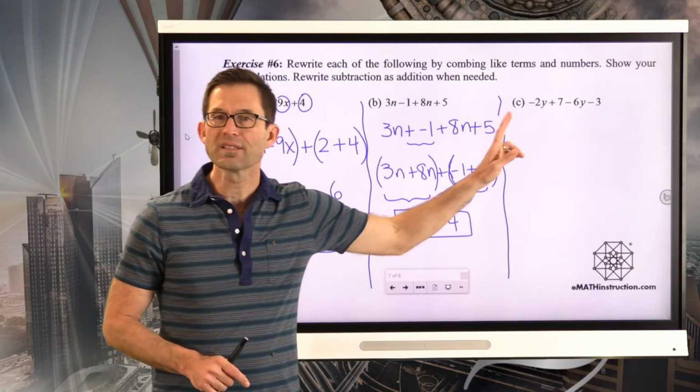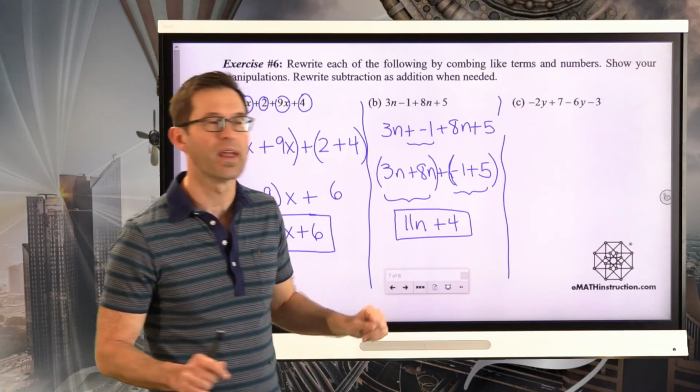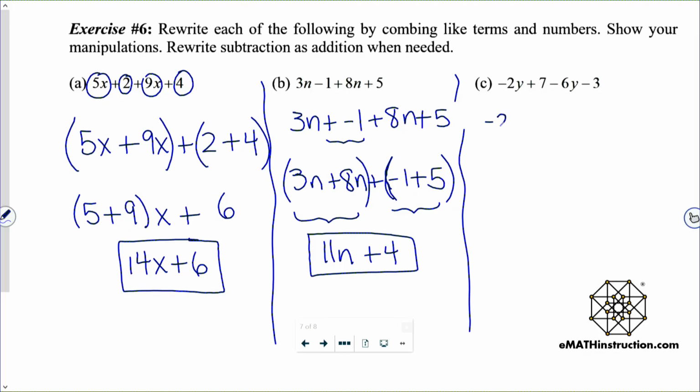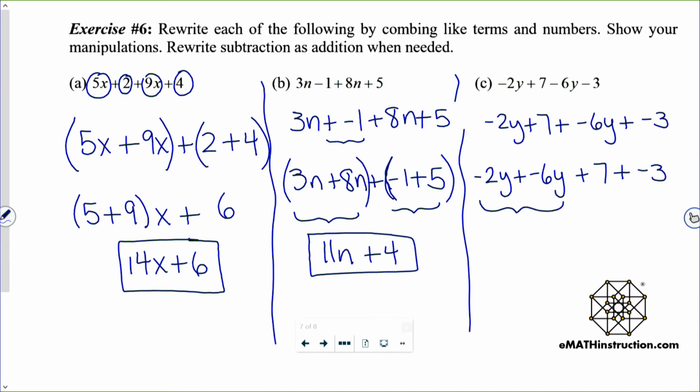Again, we've got a lot of subtraction here. We can change it all to addition of negatives. So I can make this negative 2y plus 7 plus negative 6y plus negative 3. And the advantage again of all that addition is it allows me to do things like this. I can now flip-flop that middle addition to make it negative 2y plus negative 6y. Then I can do plus 7 plus negative 3. These two now, when combined, I've got a negative 2 and a negative 6. When I add those together, I get a negative 8y, and then a positive 7 and a negative 3 combine to be a positive 4.